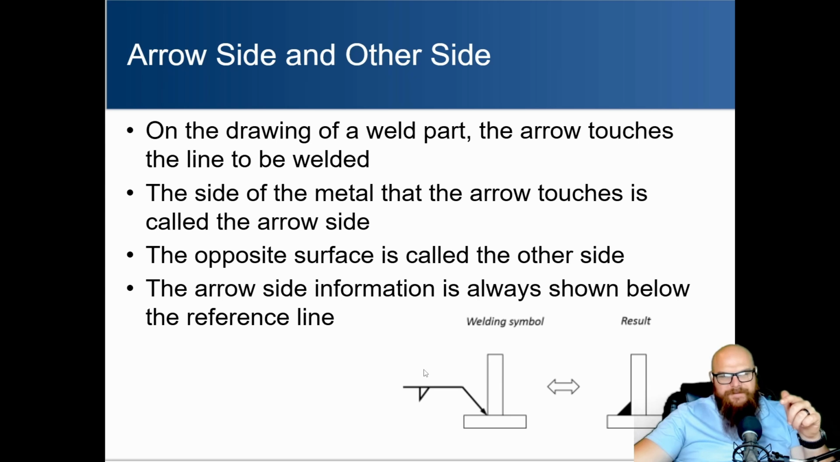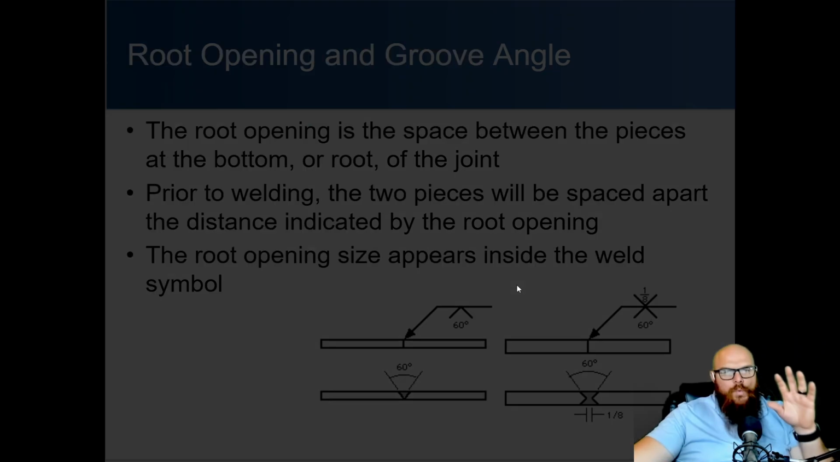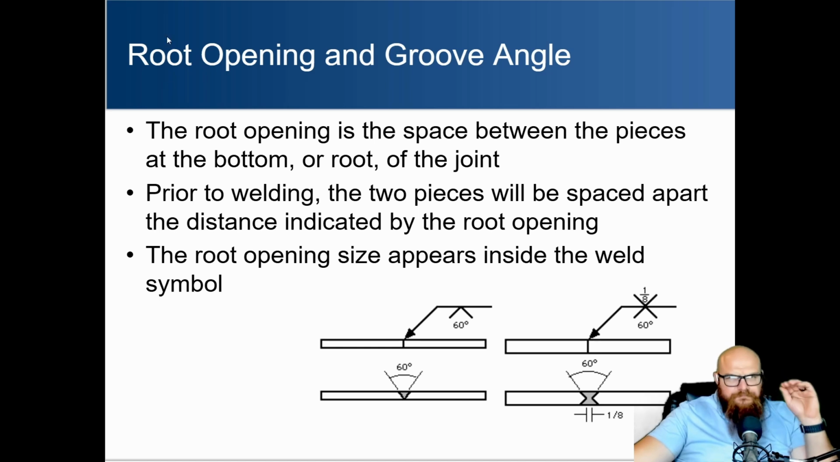You could do another little triangle on the top here, and that's going to indicate that we're going to weld on both sides. So where the drawings are, on top or below the reference line, is going to indicate where those things are going to be done.